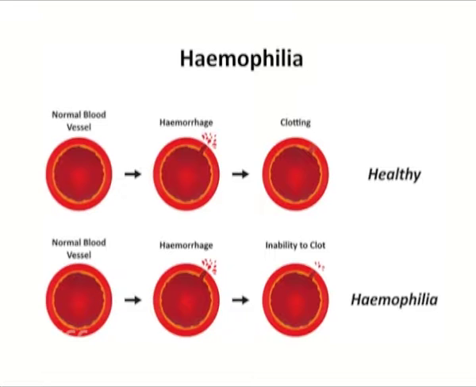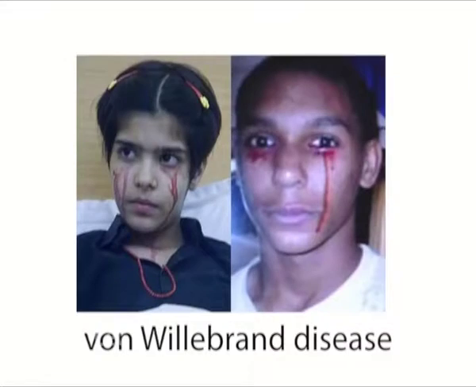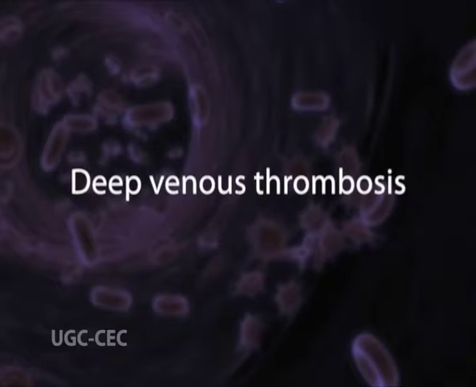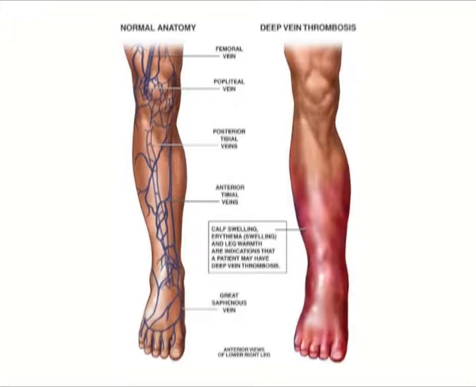There are multiple forms of hemophilia ranging in severity from mild to life-threatening. Von Willebrand disease. Von Willebrand factor is a protein in blood that helps blood to clot. In von Willebrand disease, the body either produces too little of the protein or produces a protein that doesn't work well. Deep venous thrombosis. It is usually a blood clot in a deep vein, mostly in the leg. A deep venous thrombosis can dislodge and travel through the heart to the lungs, causing a pulmonary embolism.